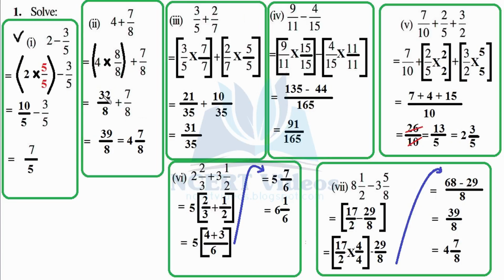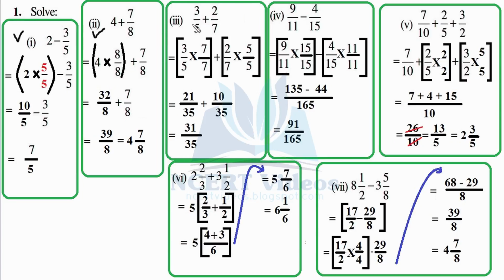Now 32 plus 7 is 39 over 8. This is an improper fraction, we have to make it a proper fraction. So 8 fours are 32, therefore we write 4 as a whole number, and 39 minus 32 is 7 by 8. So in this short way you can do it without going to the long form of division.